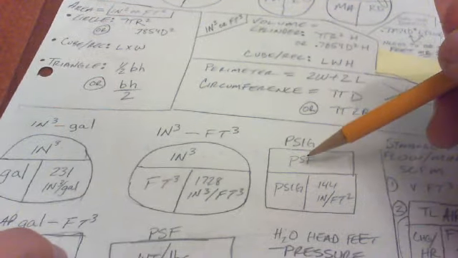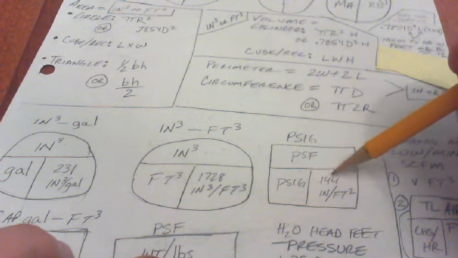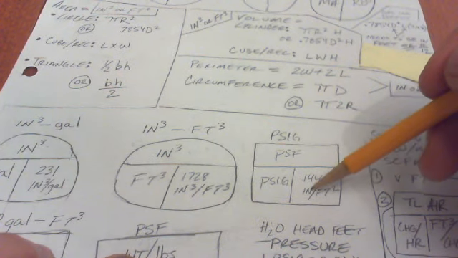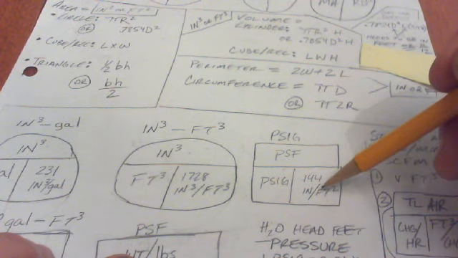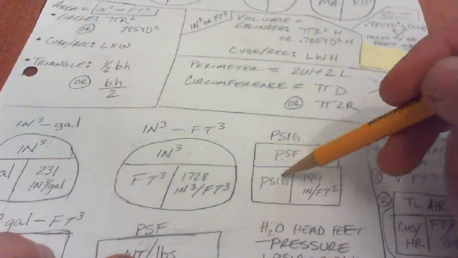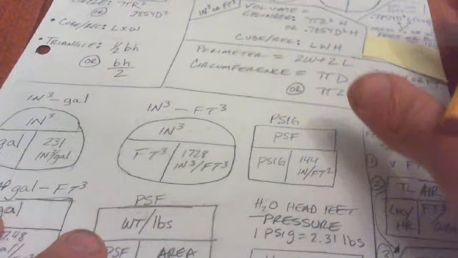And then these two are closely related. The PSIG, here we take the PSF and plug it in here, divide it by 144 inches per cubic foot, or I'm sorry, per square foot, and that'll give us our PSI, PSIG.